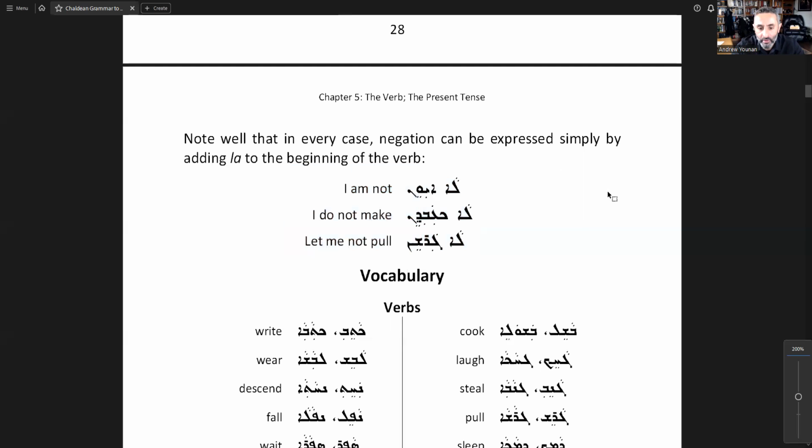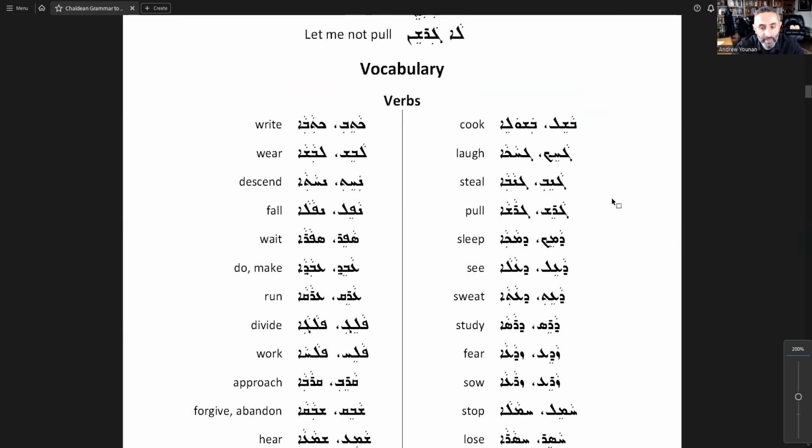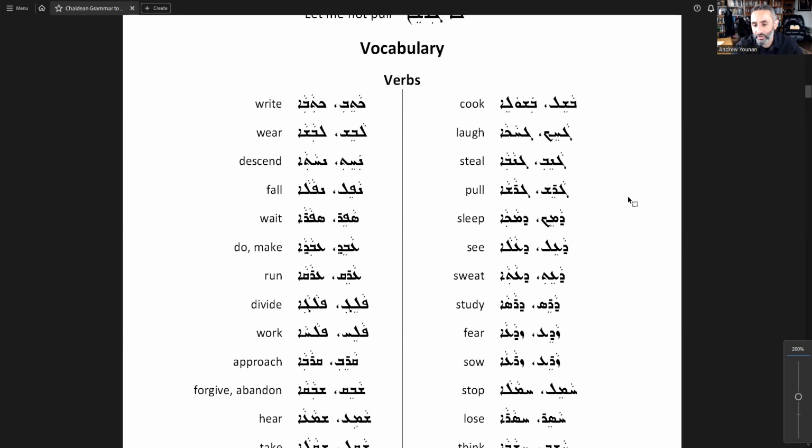Very simple. Okay, this is maybe the hardest chapter of the book. If you made it through, congratulations. Learn this stuff, feel good about it, and then you can move on to the next one. Let's look at these verbs.